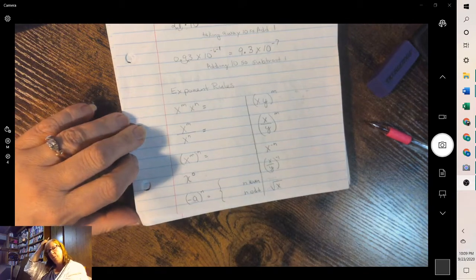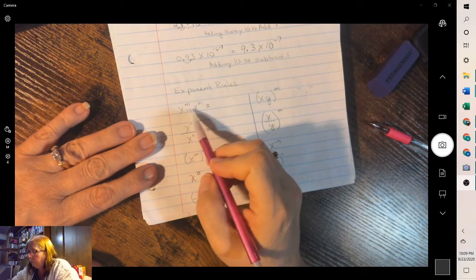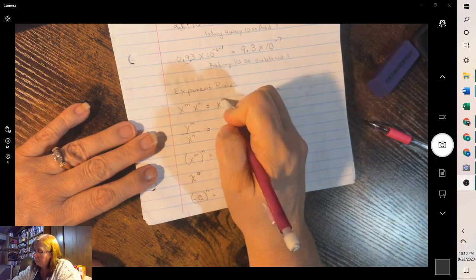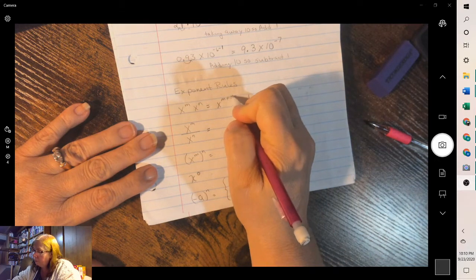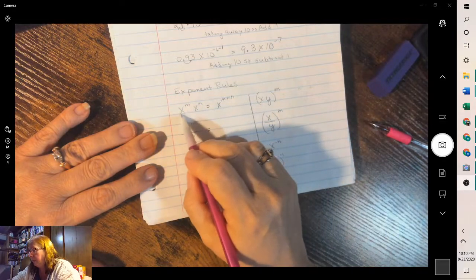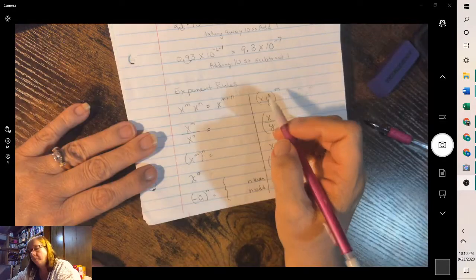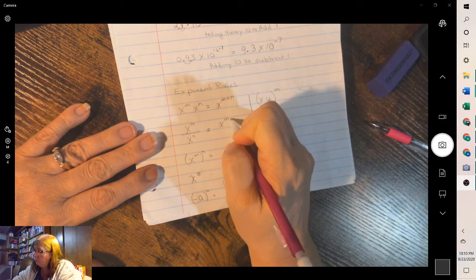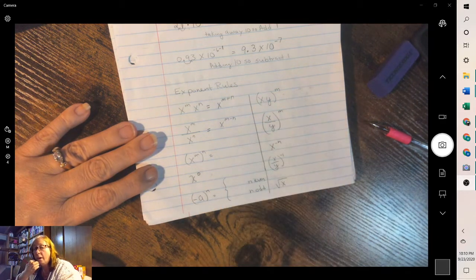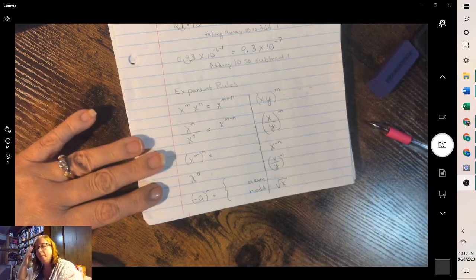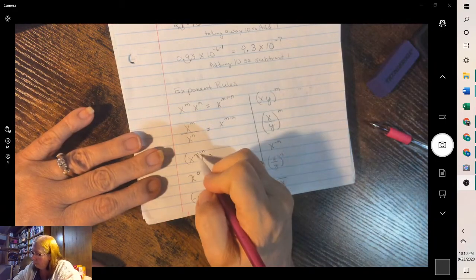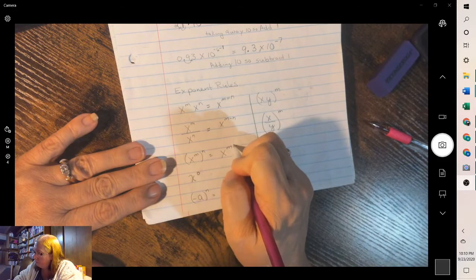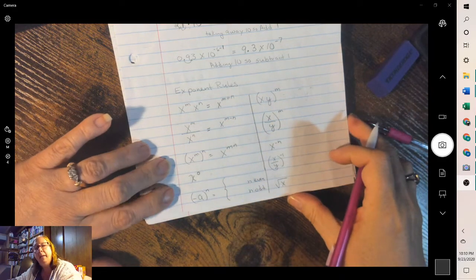Some exponential rules. When you're multiplying, you add the exponents. So if you have the same base, you add the exponents. When you're dividing and it's the same base, you subtract m minus n, top minus bottom. An exponent to an exponent, you multiply. So it would be x to the mn.